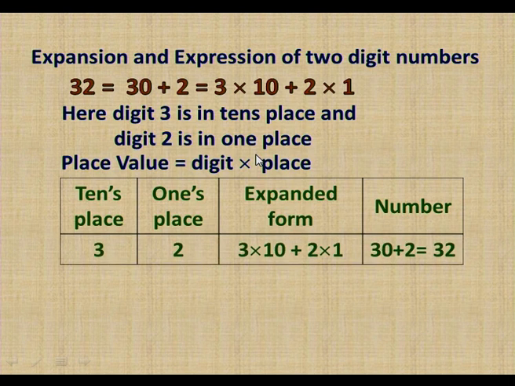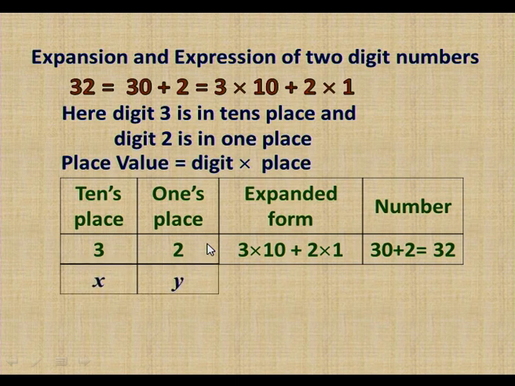Now, let us see here. This is the tabular form. In the tens place what you have? 3. In the ones place what you have? 2, that means the units place. So, the expanded form is 3 into 10 plus 2 into 1. What is the number here? 30 plus 2, how much is it? 32. Suppose in place of this 3, I have x and in place of 2, I have y.